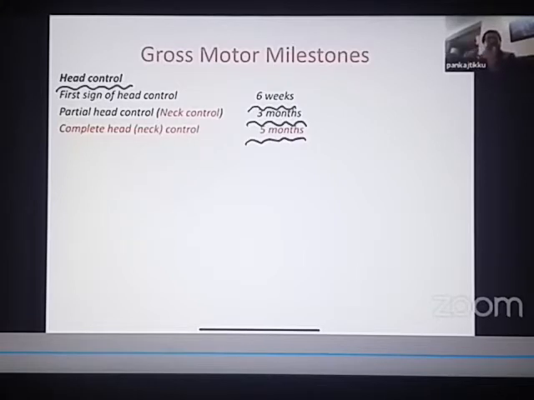So when is the first sign of head control achieved? It is 6 weeks. When is the partial head control, also known as a neck control, achieved? It is 3 months. And when is a complete head control or a complete neck control achieved? It is at the age of 5 months. Again and again I am saying, this is something that I do not need to teach you. You have to remember them for your exams. So if they ask you in the exam, when is the neck control achieved? Neck control is the other name for partial head control. It is 3 months. When is a complete neck control or a complete head control achieved? The answer will change to 5 months.